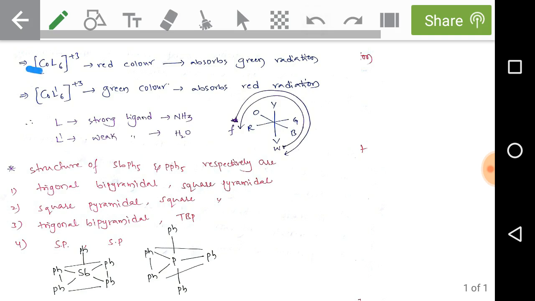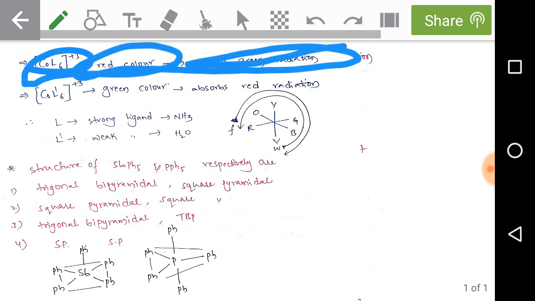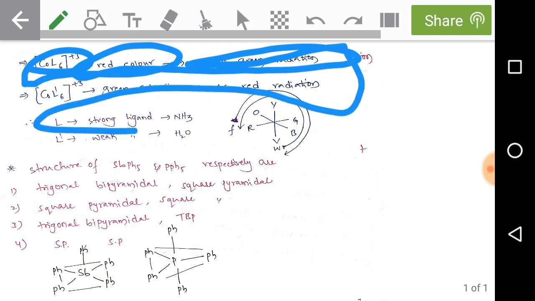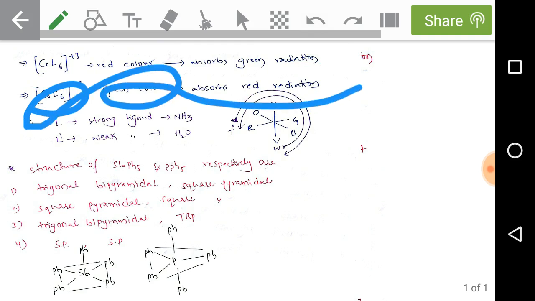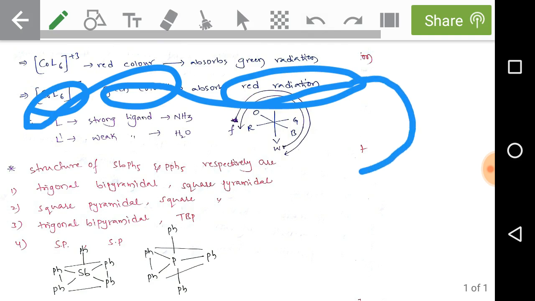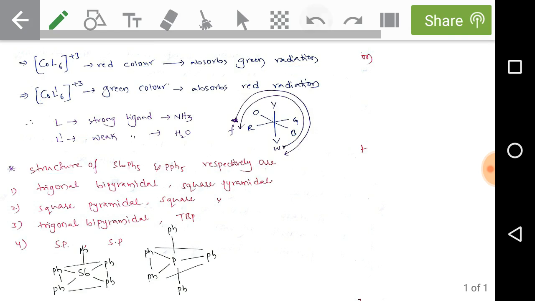That's why the first complex which is showing red color should absorb green radiation, and that is possible whenever the ligand is a strong ligand. And the second cobalt complex is showing green color, and that means it is absorbing red radiation. That means the energy is very less, so a weak ligand must be there in that complex.